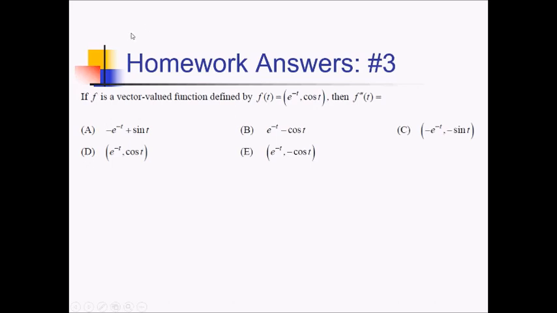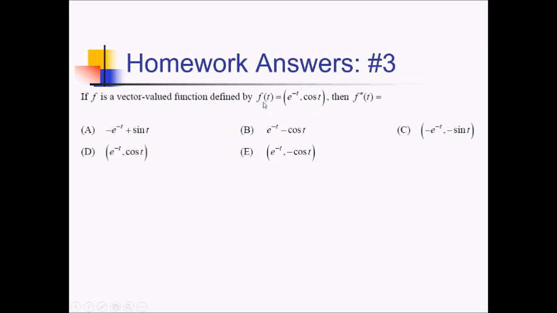On this problem, they're telling us f is a vector-valued function, defined as f of t equals this stuff. They want f double prime of t. So this is a rare vector problem where they're not dealing with anything related to motion. This is just a straight-up function. But the idea is the same. You're essentially starting with position and finding the acceleration vector. So we need two derivatives of this thing.